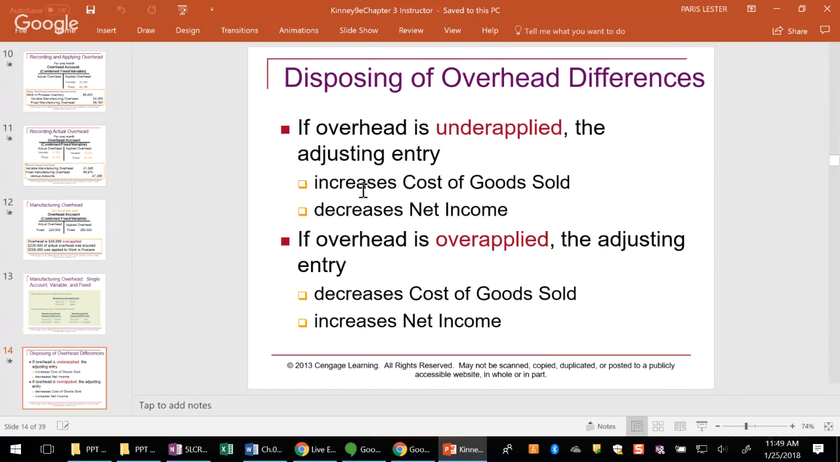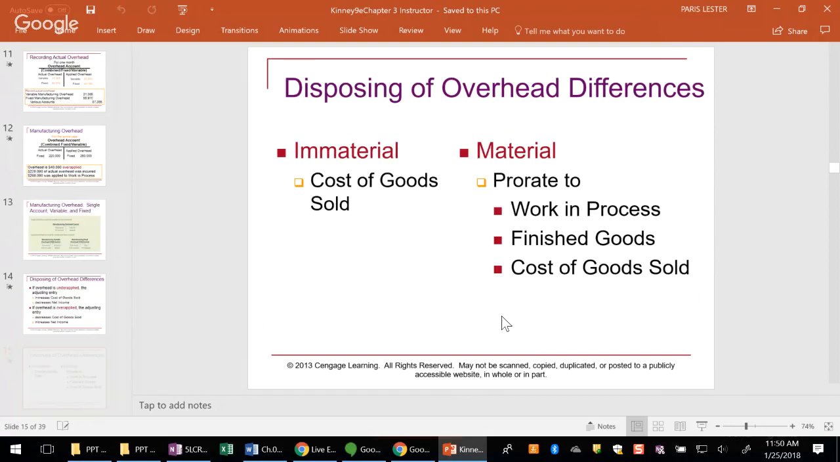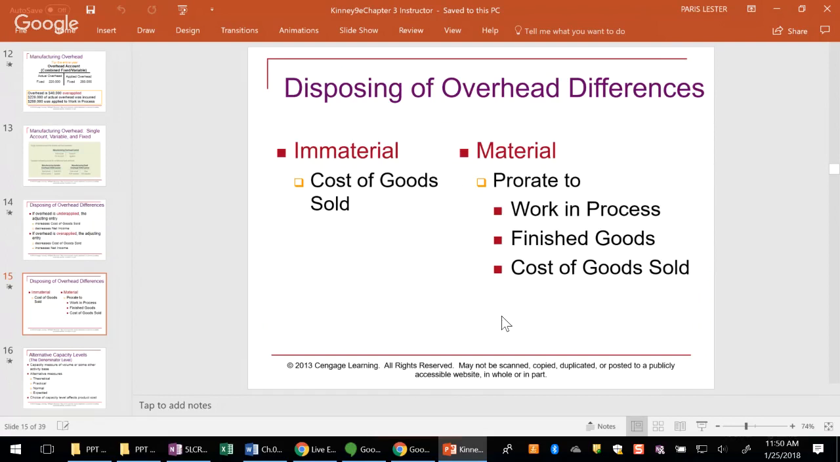If overhead is under applied, then it decreases net income. If it's over applied, it decreases cost of goods sold and it increases net income. You know, if cost of goods sold is decreased, that will make your net profit, cost of goods sold subtracted from sales, your net profit higher. All right, if it's immaterial, we debit or credit cost of goods sold.